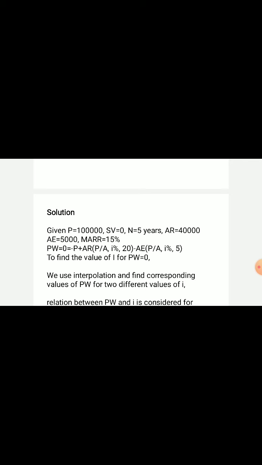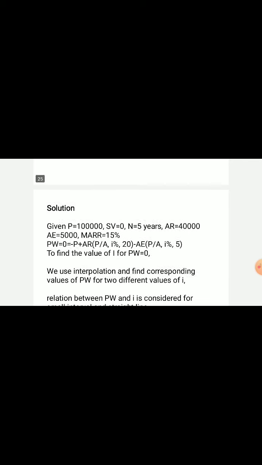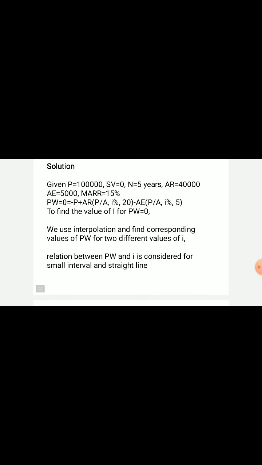We have the present worth formula that we again discussed. Here the present worth formula is minus P plus annual revenue into the uniform series present worth P by A factor with the interest rate I, minus annual expenses into the uniform series present worth factor for a period of time of 5 years. Now how can you solve this?